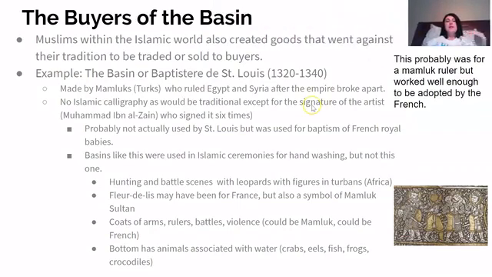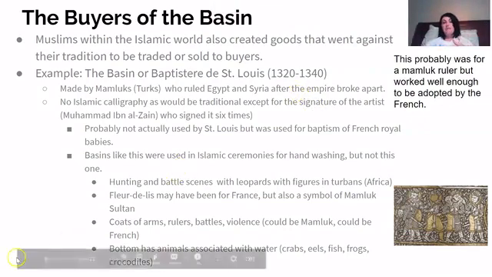All right, so we are going to stop there. And then we are going to move on to where we can see that Islamic influence outside of Spain, moving back towards the eastern side of what used to be the empire.